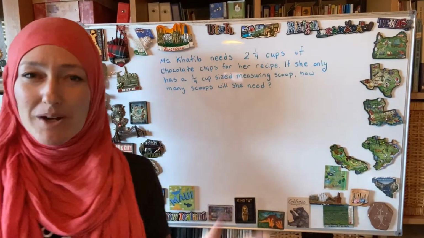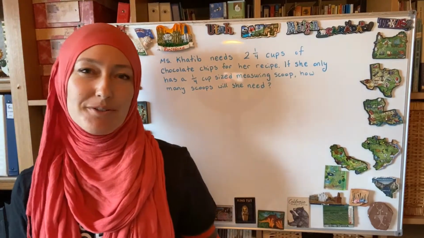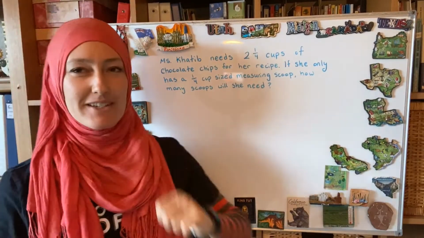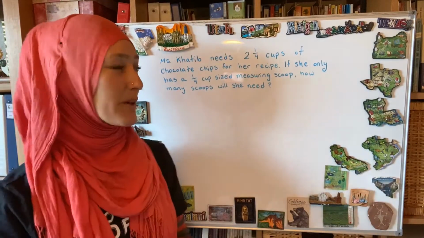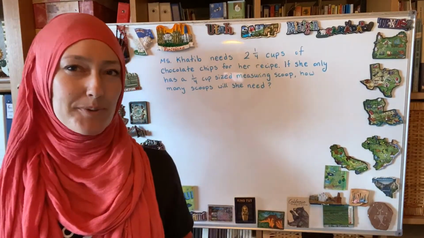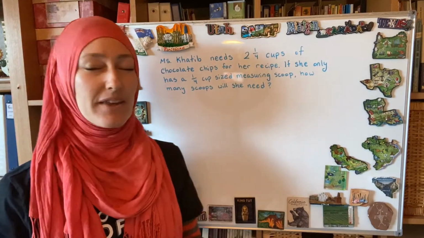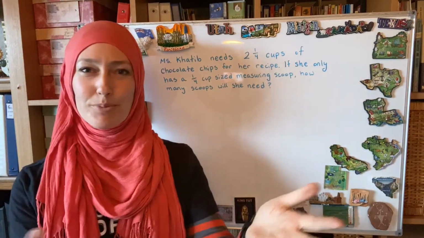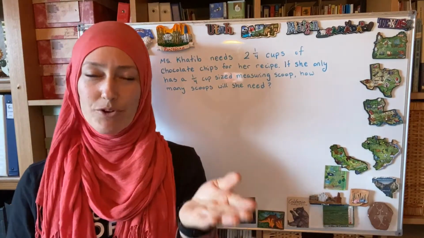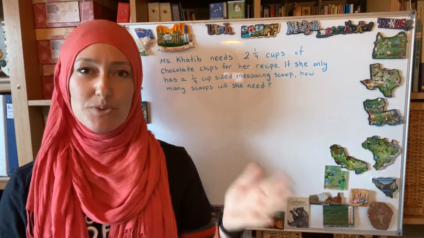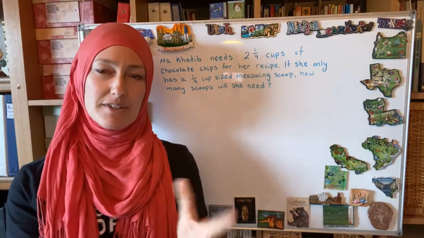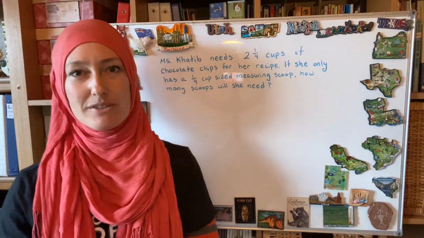Okay, try this one. You can pause it at any point and try the problem on your own, and then unpause it and come back and check. So here's the question. Now I need 2 1/4 cups of chocolate chips for this recipe, and I only have a 1/4 cup sized scoop. How many of those 1/4 sized scoops am I going to use to get that amount of chocolate chips? So again, we're not changing the amount of stuff, we're just renaming it by its parts.